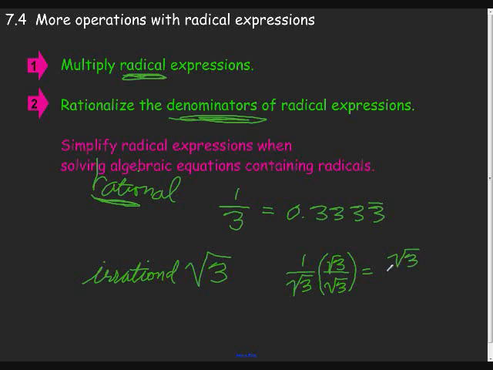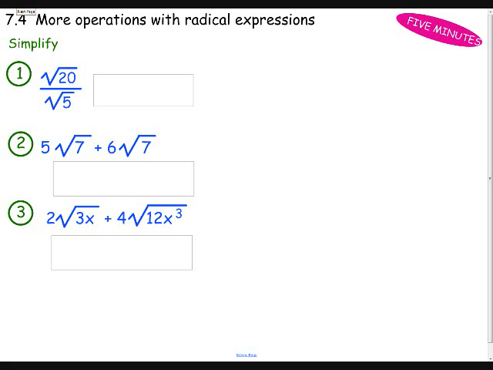Then we'll have the square root of 3 over the square root of 9. The square root of 9 is a rational number because it is equivalent to 3. So we have rationalized the denominator of that fraction. We're going to do a lot more work with that sort of thing coming right up. We're going to practice with problems like we've done before.